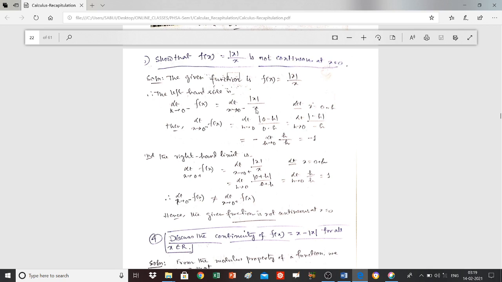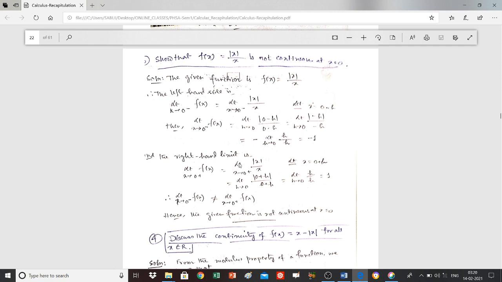And you know that in this case we can substitute x by 0 minus x, and it has been carried out here, that is, limit x tends to 0 minus f(x). That can be written as limit h tends to 0, where x is replaced by 0 minus h, so we get mod of minus h by h, that is equal to minus 1.